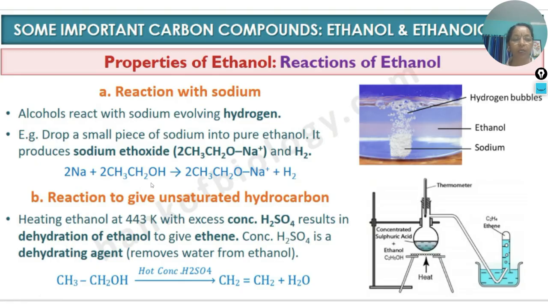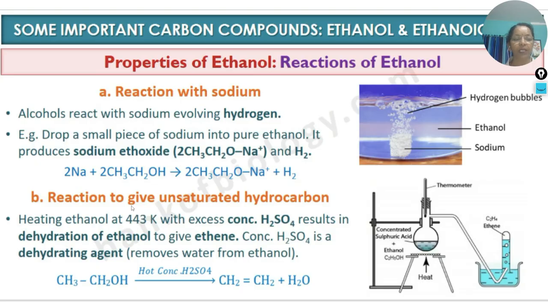Here what happens is the H of the ethanol is replaced by sodium metal, and that H comes out in the form of hydrogen gas. The product formed is called sodium ethoxide. So sodium reacts with ethanol, giving sodium ethoxide and hydrogen gas. That is the first reaction of ethanol.